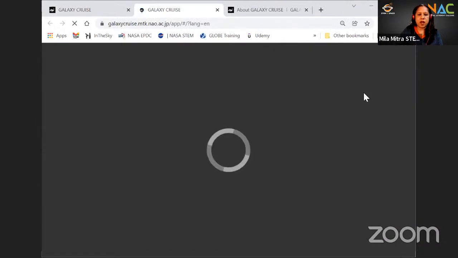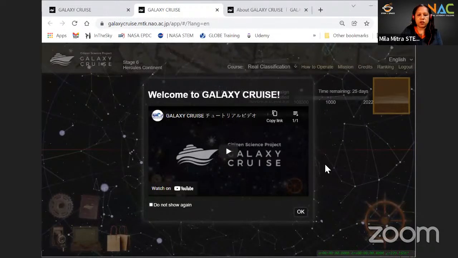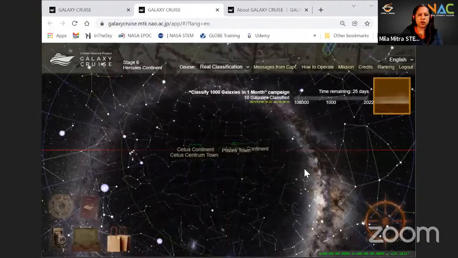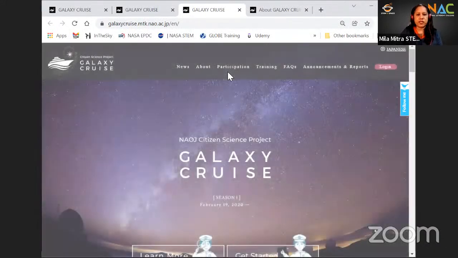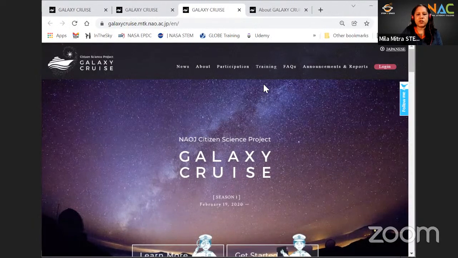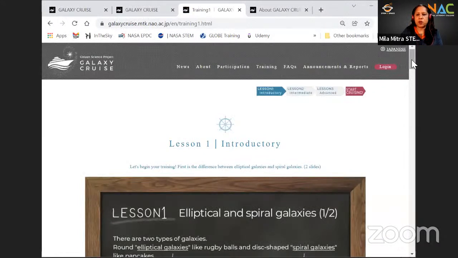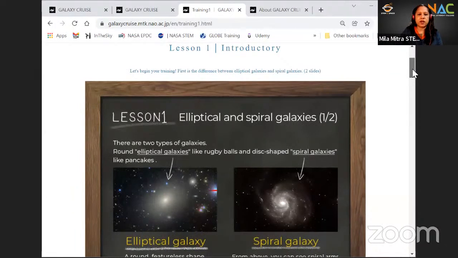So now I'm going to log in because I already have a login. So what happens when you log in? So there's a whole movie about what is Galaxy Cruise, and you can watch that. Since I told you a bit about it, I'm going to rather go ahead and show you how to get started. Okay, so what you do to get started is first do the training. So once you get in, first you click on training. Okay, so now I'm going to walk you through this very quickly. You can take your time and do it peacefully at your homes.